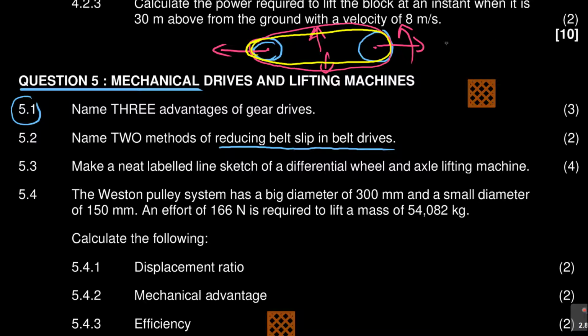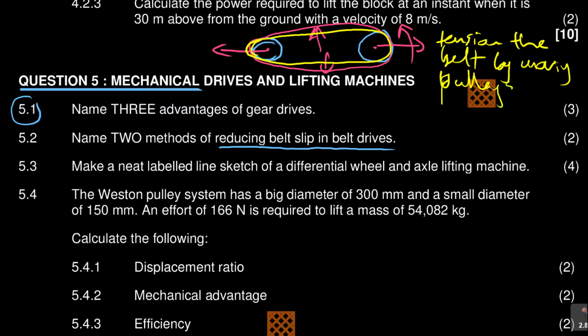So number 1, by tensioning the belt. That's the right word. By tensioning the belt. How do you tension the belt? You can tension the belt by moving pulleys apart, because it's slack.